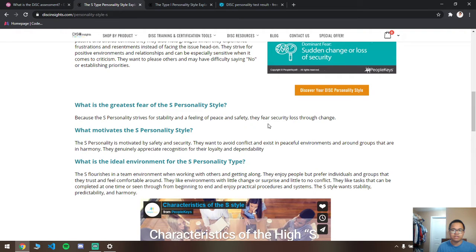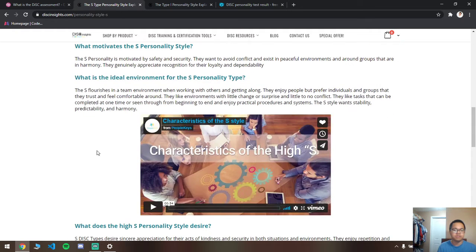But I don't think I'm very afraid of change. I'm actually very accustomed or comfortable with change, which is interesting.